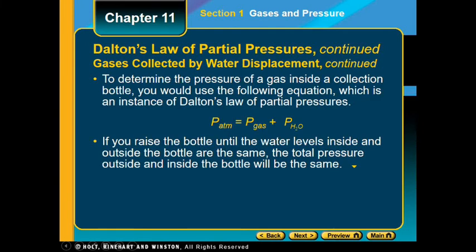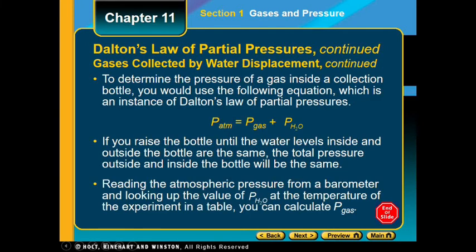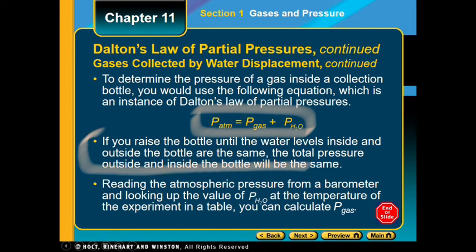So we have another equation here. Your atmospheric pressure is equal to the pressure of the gas plus the pressure of the water. So you're looking at your vapor pressure of water. If you raise the bottle until the water levels inside and outside the bottle are the same, the total pressure outside and inside the bottle will also be the same.